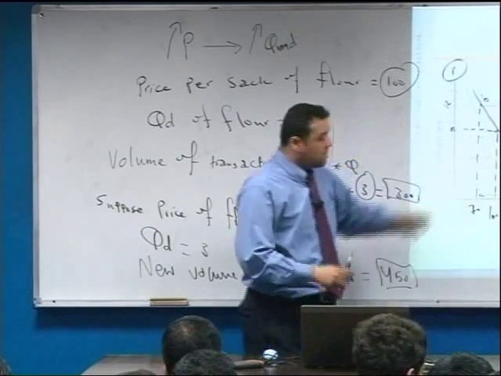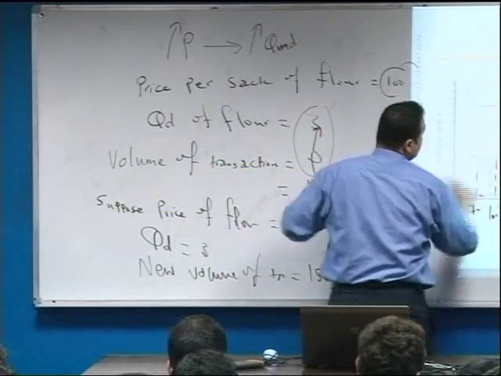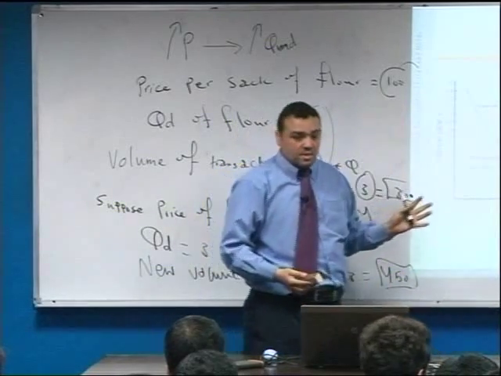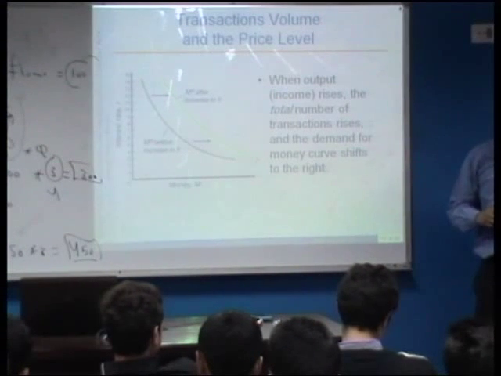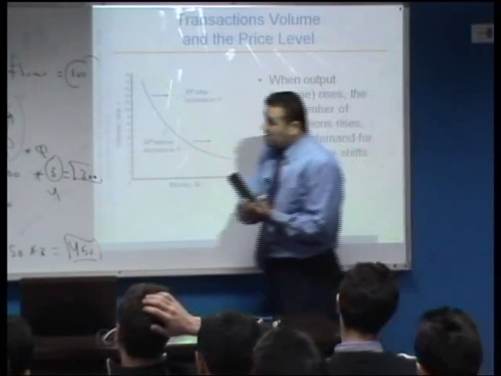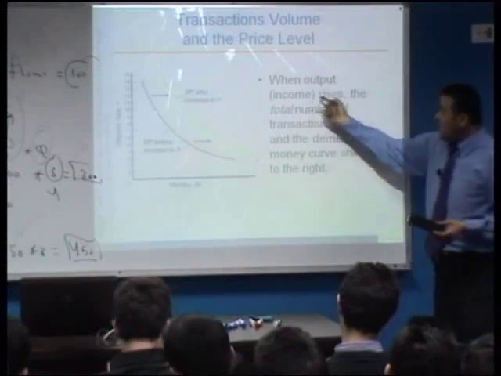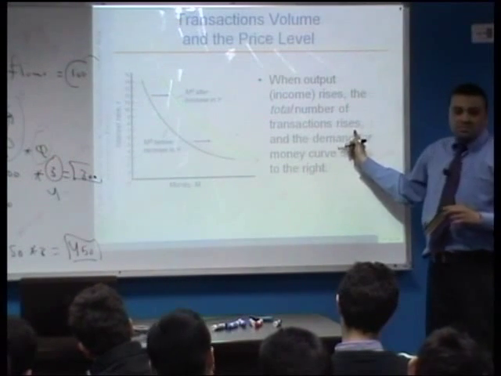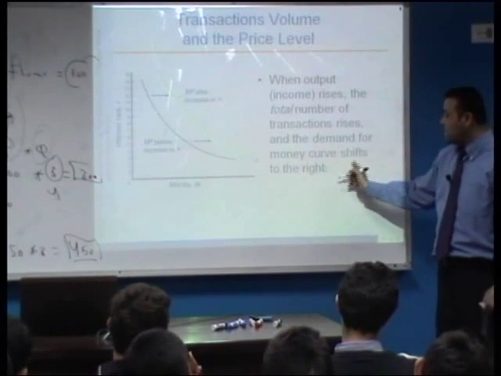So let's go to this example. The transactions volume and the price levels. As you see, when the output or income rises, naturally with the increase in income the number of transactions increases, okay? So when the output or income rises, the total number of transactions rises, right? Exactly. And the demand for money curve shifts to the right.